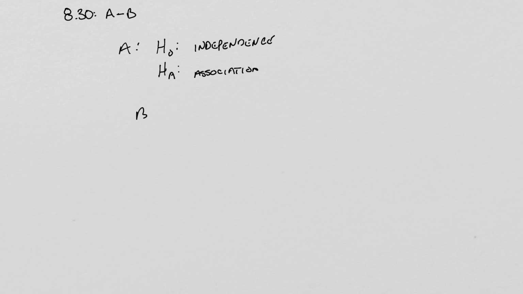And B, the p-value is smaller than 0.05. Therefore, we reject the null and go with the alternative hypothesis. Or another way of saying it is strong evidence that some treatments were better or worse than others at treating lymphatic filariasis.